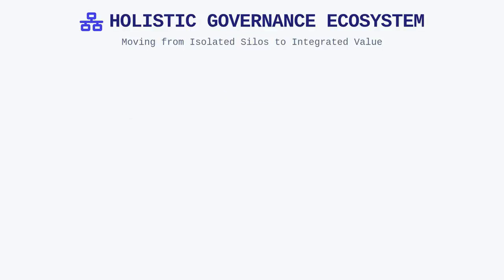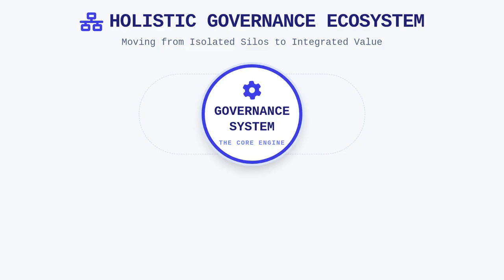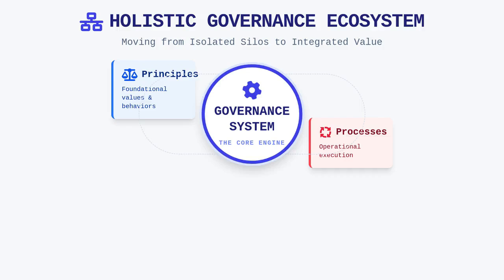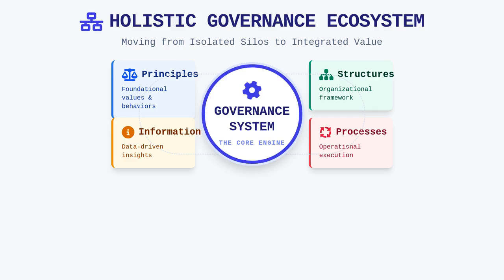The primary focus, however, remains squarely on the governance system as a whole rather than isolated silos. While we assess specific components to understand their performance, the goal is always to see how these parts contribute to the efficacy of the entire governance ecosystem. Processes are the engine of this system, but they are supported by principles, structures, and information, all of which are subject to the same performance criteria.